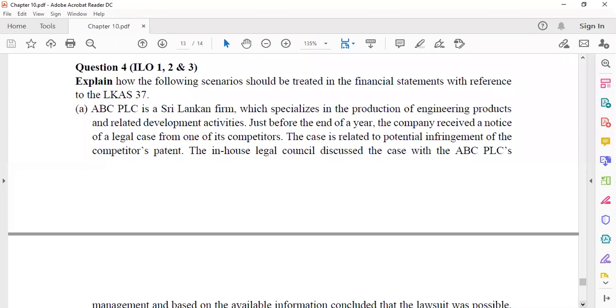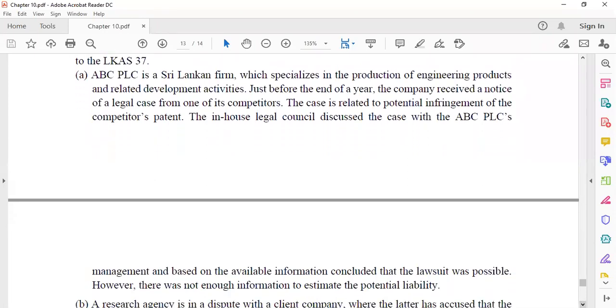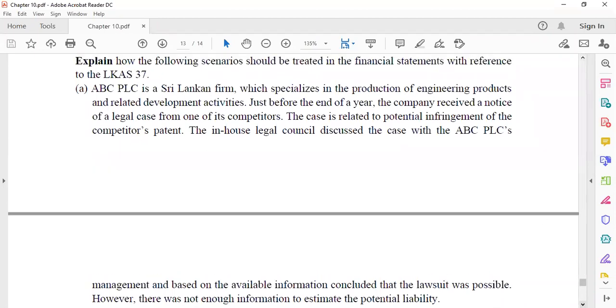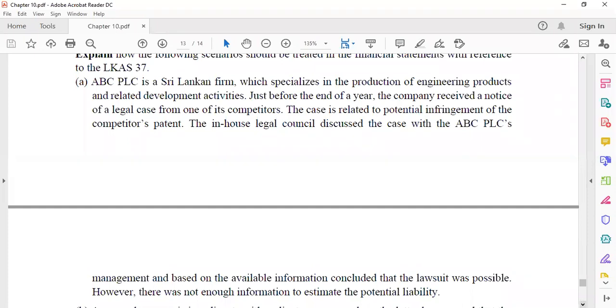The in-house legal counsel discussed the case with the ABC PLC's management, and based on the available information concluded that the lawsuit was possible. However, there was not enough information to estimate the potential liability. Things being as such, now the question is how this must be treated. Simply putting, the question is whether you should make a provision for this or not. If it is not a provision, then how are we supposed to deal with that.